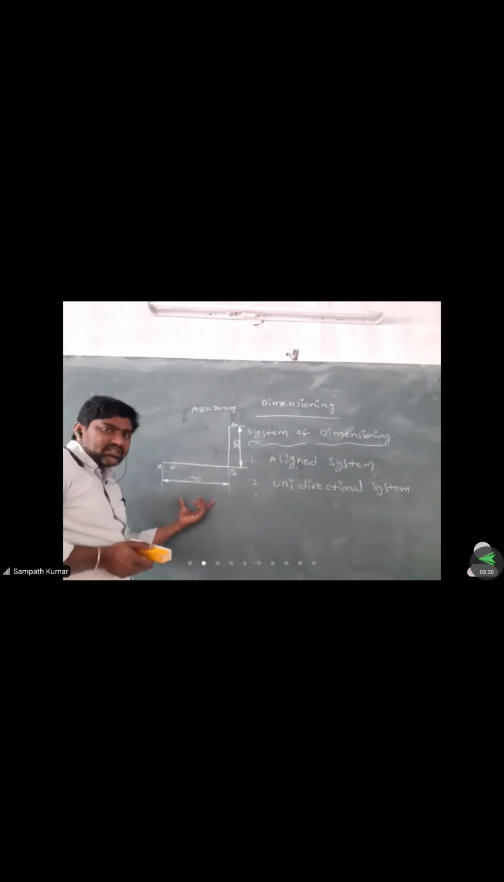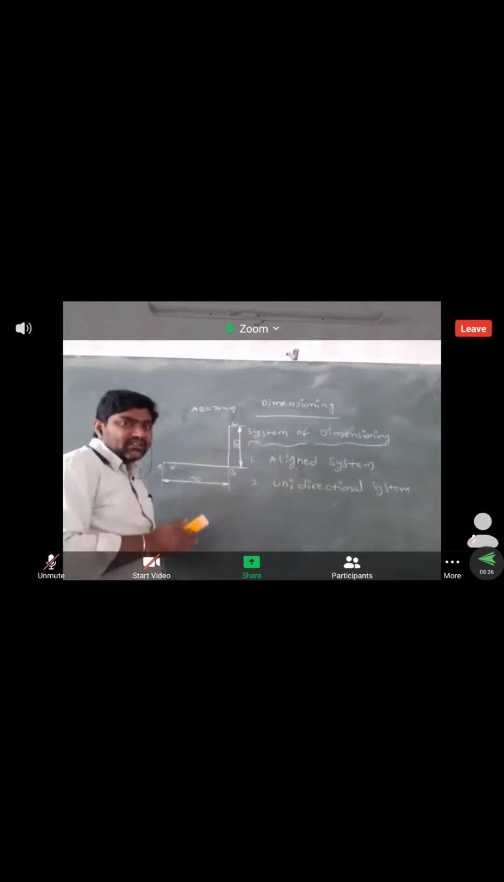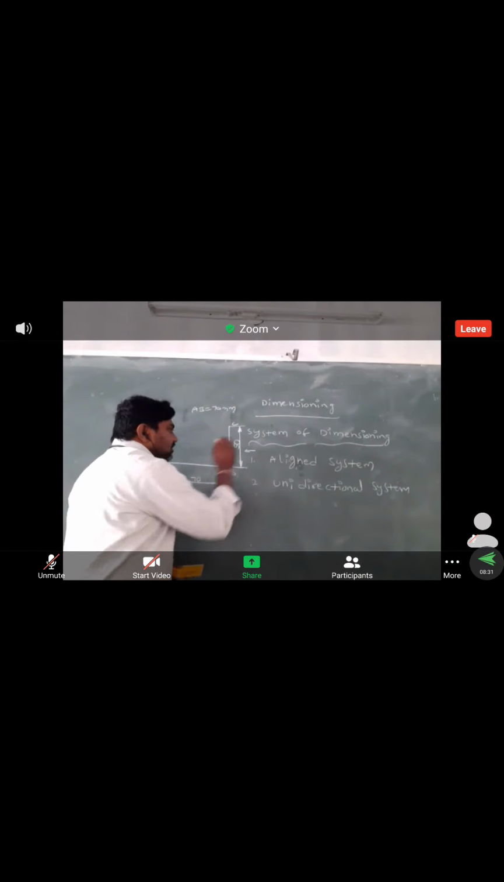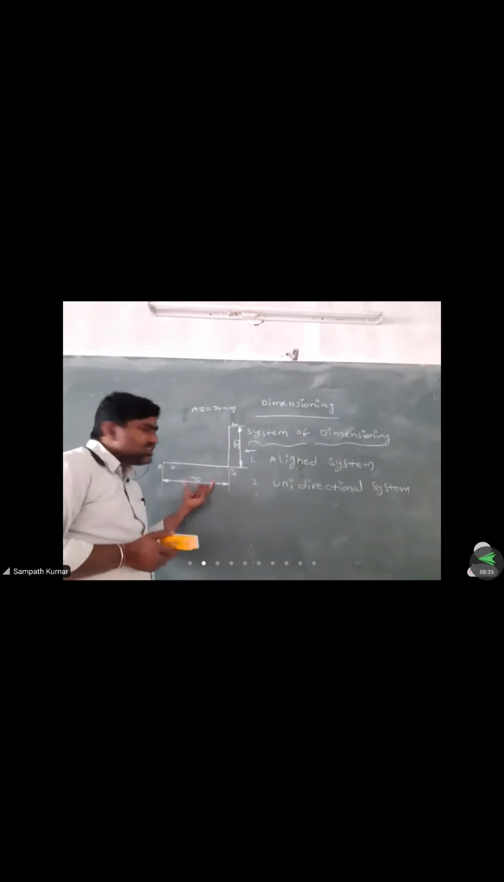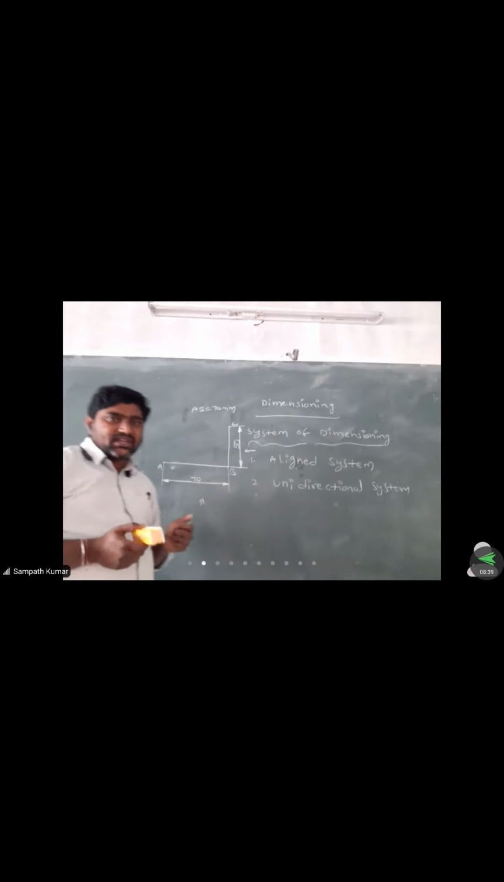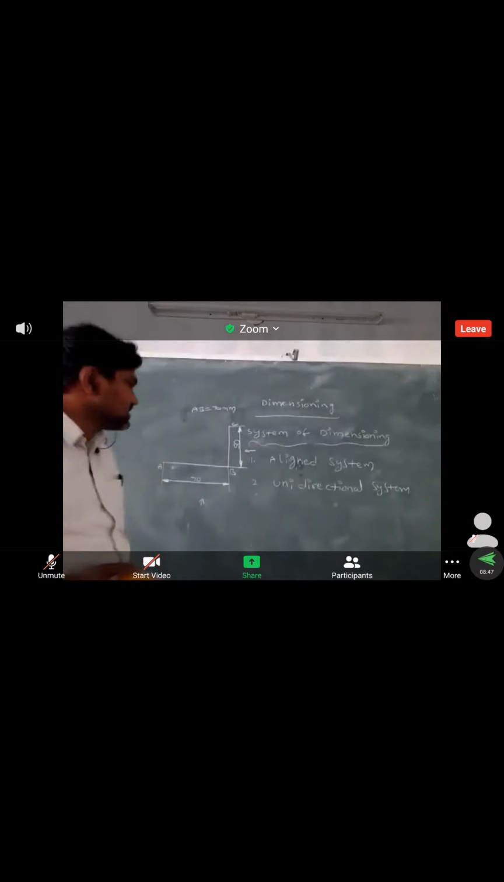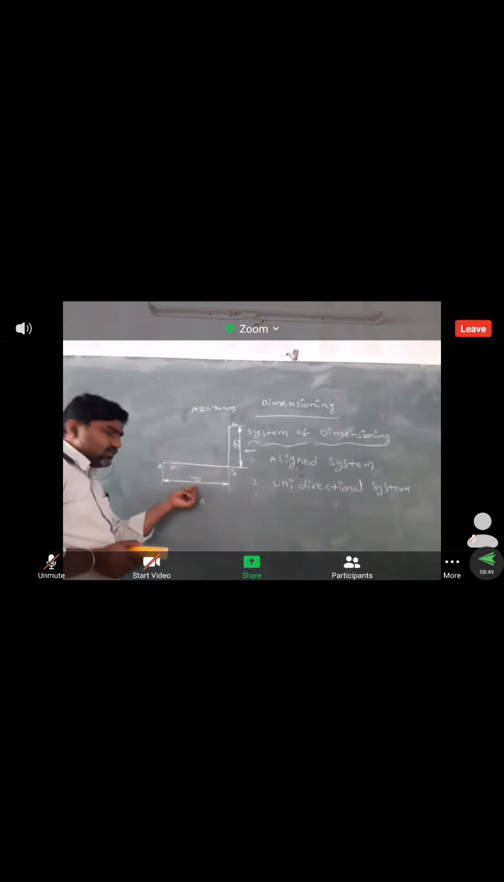Okay, in this system, the value is read from bottom of the drawing sheet and right hand edge of the drawing sheet. Aligned system is defined as the value is read from bottom edge of the drawing sheet and right hand edge of the drawing sheet. Okay, this system is called as the aligned system.